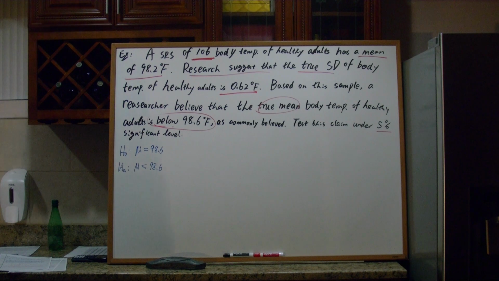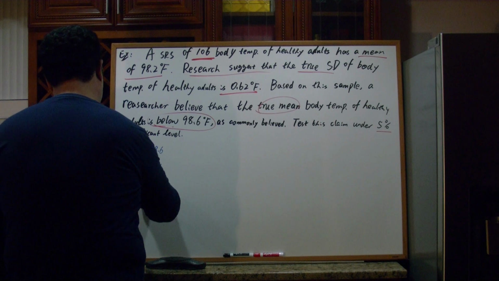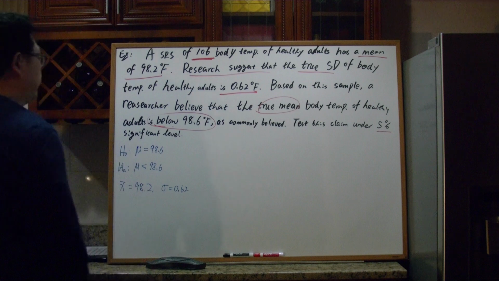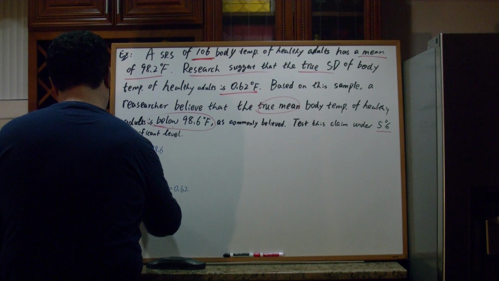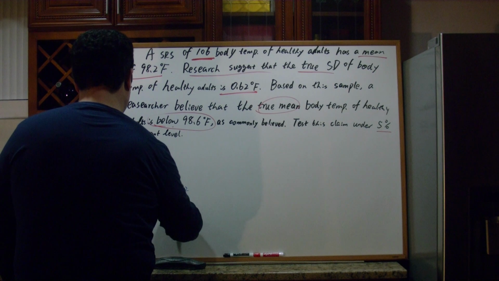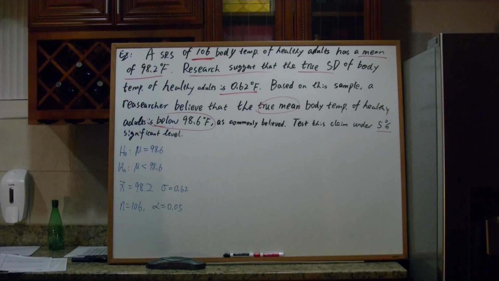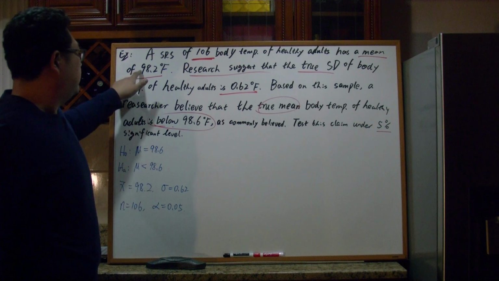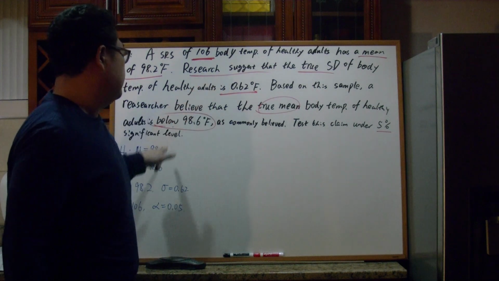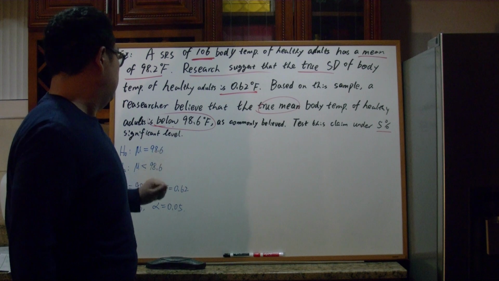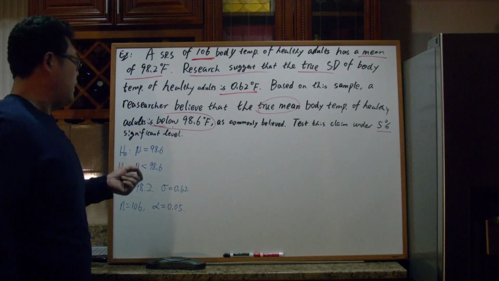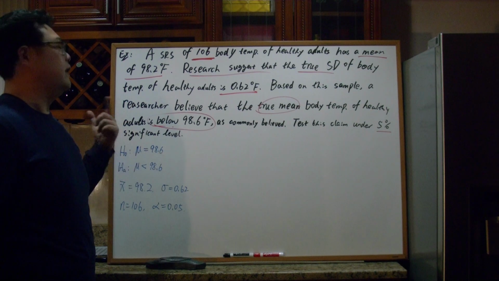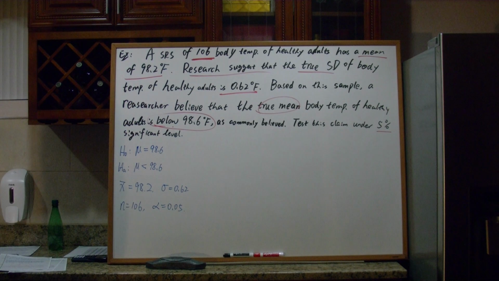A couple of things we also need to figure out. The sample mean given is 98.2 degrees Fahrenheit. The population standard deviation given is 0.62 degrees Fahrenheit. The sample size is 106. And the level of significance, alpha, is 0.05. Those four things are what's given. The claim is that the true mean is below 98.6 degrees Fahrenheit, which was commonly believed. So that is all the information being pulled out.